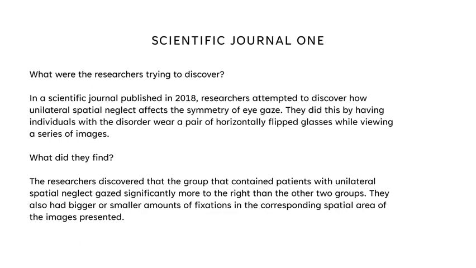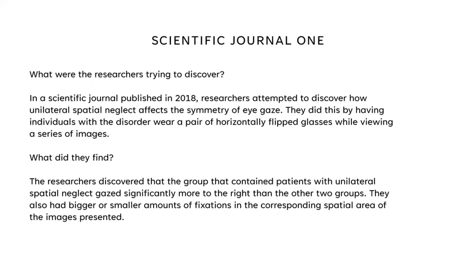The series of images was presented to each individual in a random order, and multiple things about the patient's eye gazes were recorded: the initial eye gaze movement, the duration of the gaze, and the gaze distribution. They then used ANOVA tests to determine the outcomes and compare the groups' results. The researchers discovered that the group containing the patients with unilateral spatial neglect gazed significantly more to the right than the other groups.